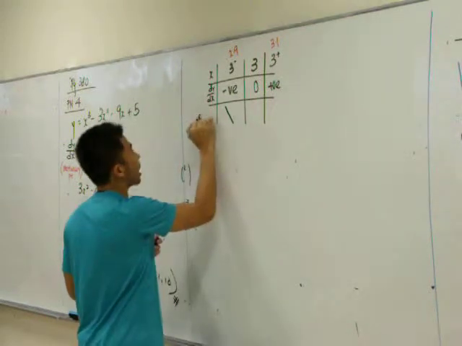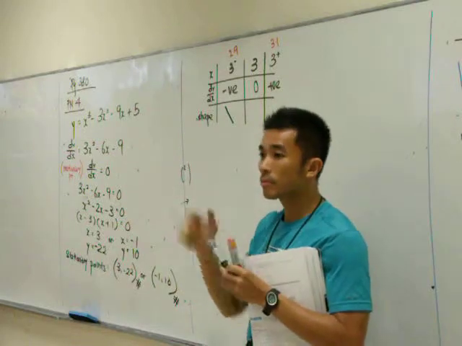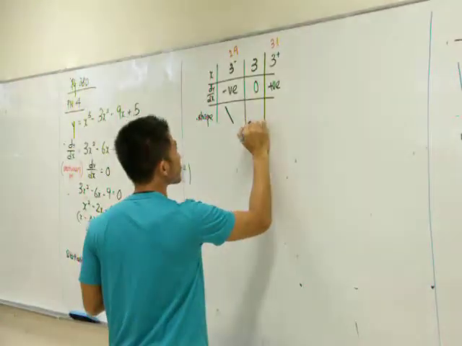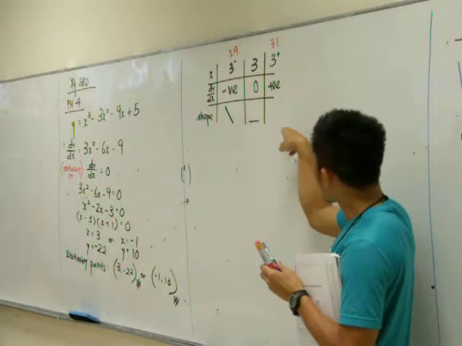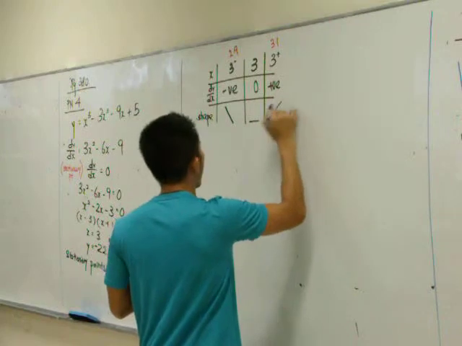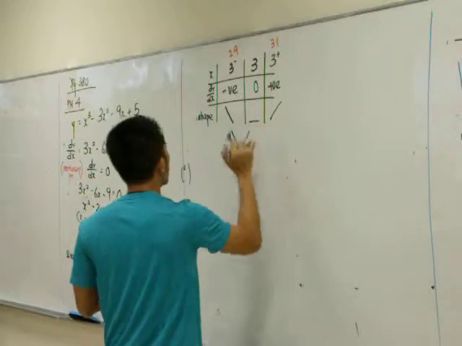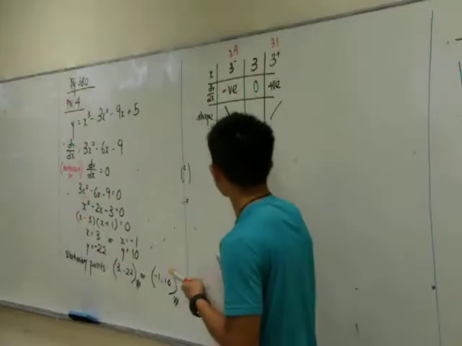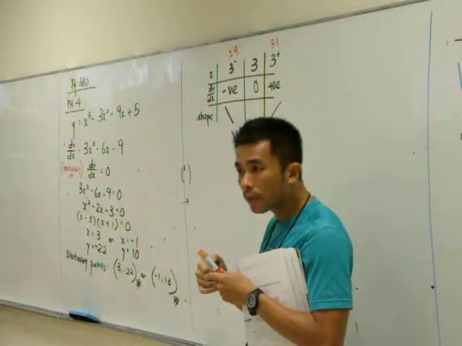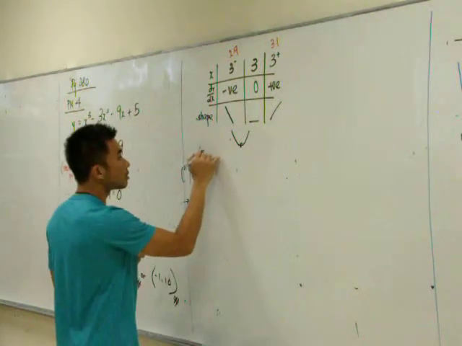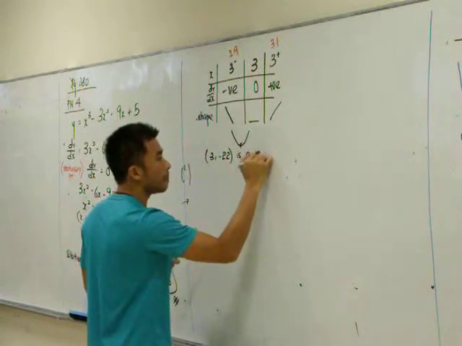So we are looking at the shape now. If the gradient is 0, horizontal straight line. If your gradient is positive, going upwards, right? So now, I'm going to join all these together. What shape do we have? Smiley face. What kind of stationary point do we have? Minimum point. So, (3, -22) is a minimum point.